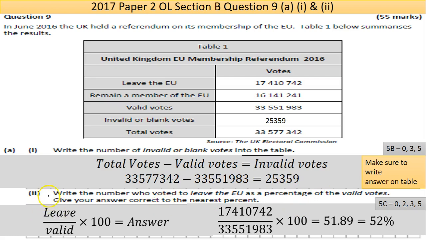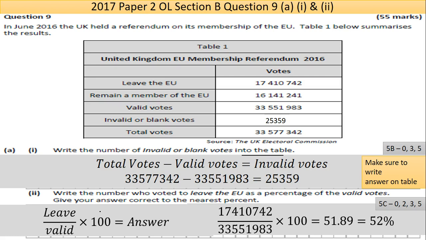Now part 2 says write the number who voted to leave the EU as a percentage of the valid votes. Give your answer correct to the nearest percent. Now you've two choices here. It's either leave over valid or valid over leave. If you have the valid on top, you're going to have a small number on top. The leave will be less, so you'll end up with more than 100%. You have a top-heavy fraction. So that's obviously not the answer.